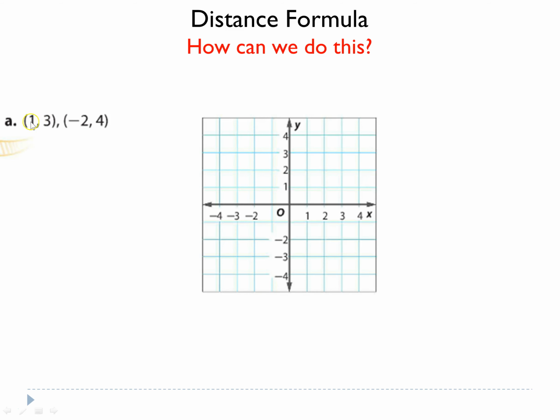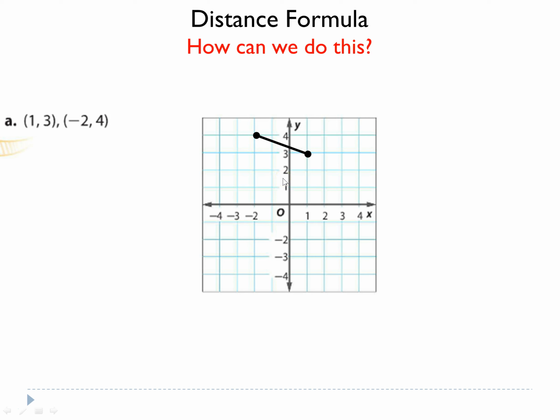All right, so here we go. We got our first point, 1, 3. And our second point, negative 2, 4. And if I graph them on my coordinate plane, this is where they are. Now, distance really just means how long this line is. And so we need to find the length of this slanted line. And that is the problem.